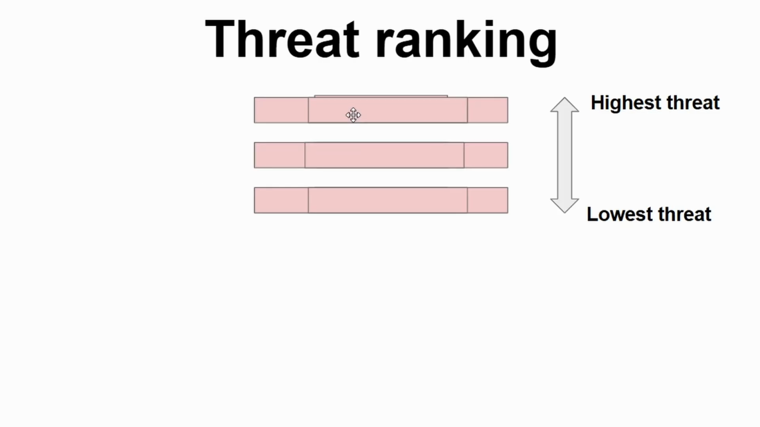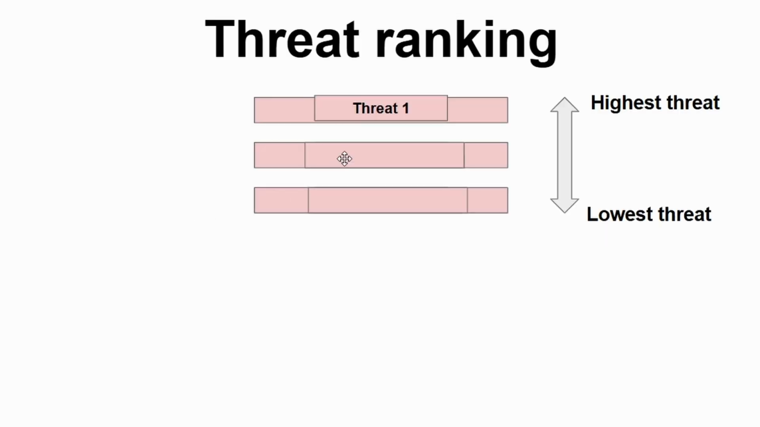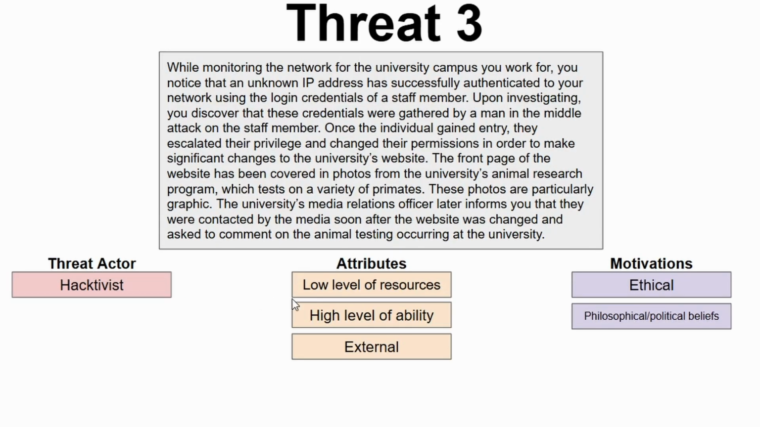Let's have a look. The highest threat, guys, is going to be threat 1, which was the nation state. They're the most heavily resourced. Being attacked by another country is going to be the most significant threat, particularly because they're targeting government systems with a high degree of ability and funding. The next highest threat is going to be threat 3, which was our hacktivists. They don't have a lot of resources, but they have a high level of ability. Okay, so their high level of ability and what they were able to achieve makes them the next highest threat.